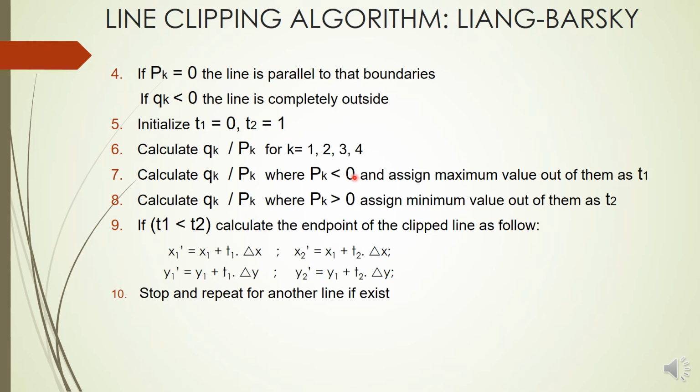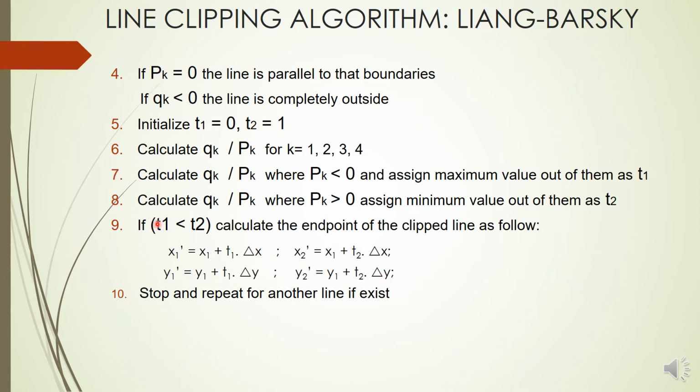So we need to calculate QK divide by PK. For PK that is less than 0, we need to assign the maximum value out of them as T1. And also we need to calculate the QK and PK for the PK that is greater than 0, and this one we need to assign the minimum value out of them as T2. You might not understand this well yet just now. It's okay because you will get a clearer understanding of this algorithm by using an example later on in the next slide.